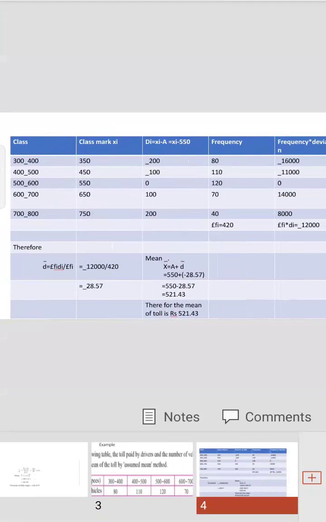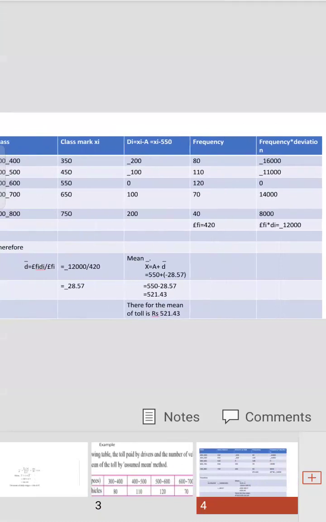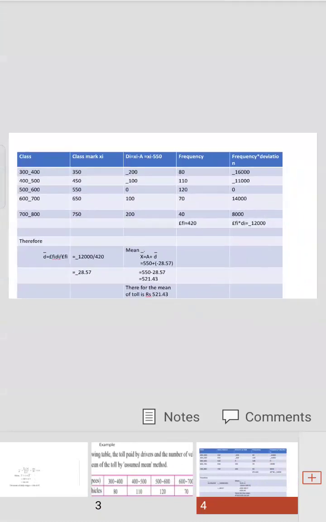Then find di. Here assume a equal to 550. Then we obtain di as minus 200. Frequency is given as the number of vehicles, 80. Then the frequency of the first class is 80, and the product of frequency into deviation is negative 16,000.